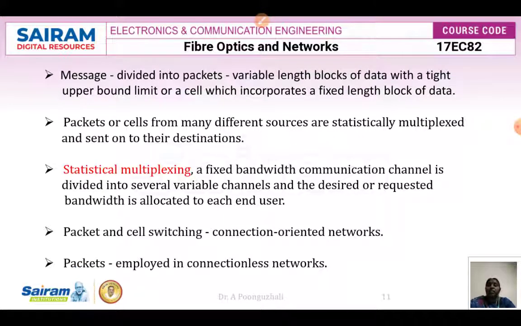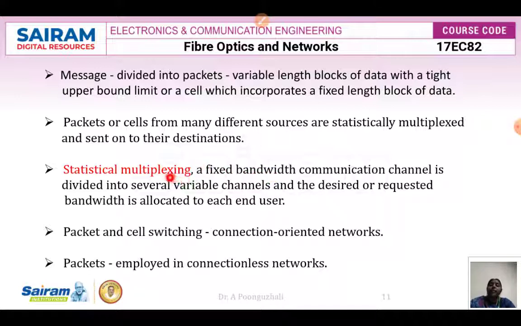Your messages can be divided into packets, and these packets can consist of variable length blocks of data. A cell has an upper bound and incorporates a fixed length block of data. The packets or cells which you get from many different sources are statistically multiplexed and then sent to the destinations.